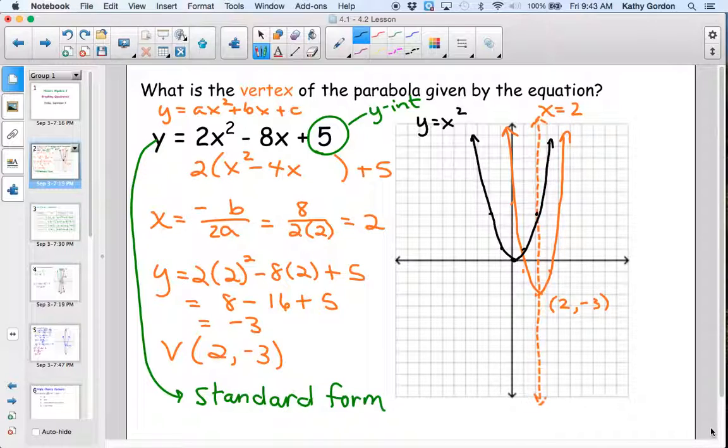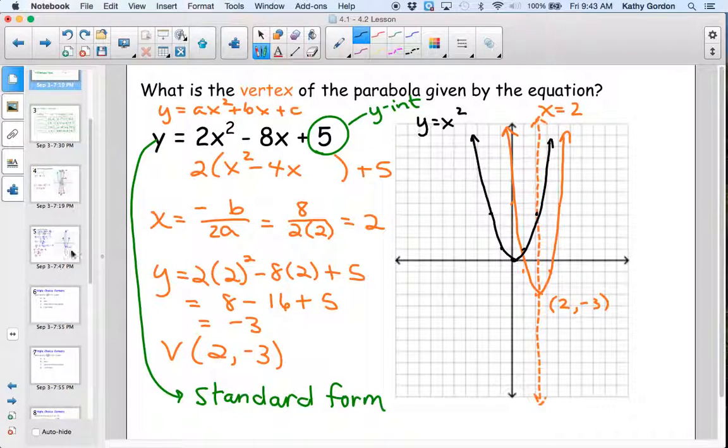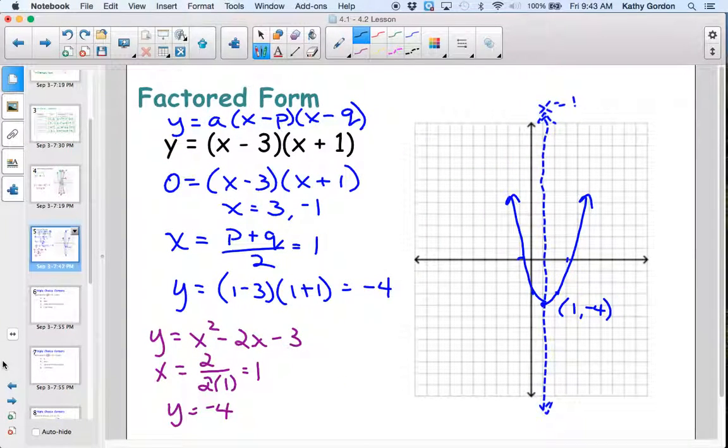Make sense? Okay, let's try one more. How about this one? How would that one compare?